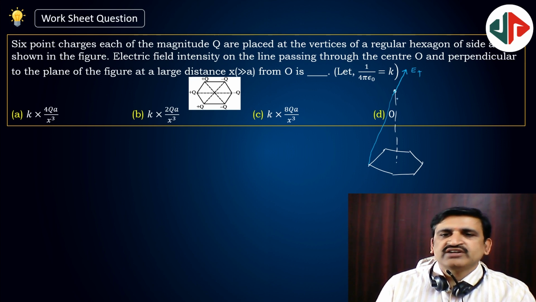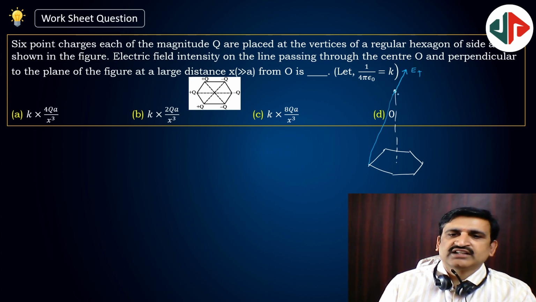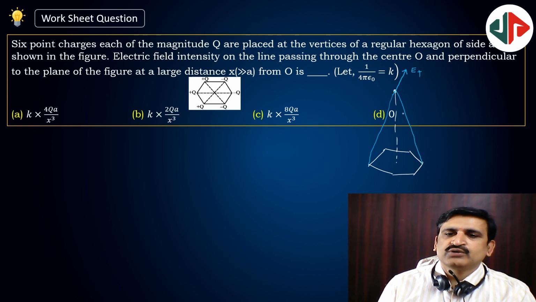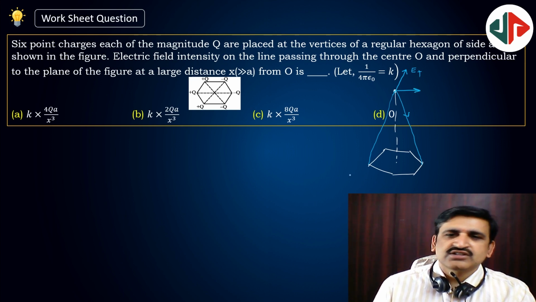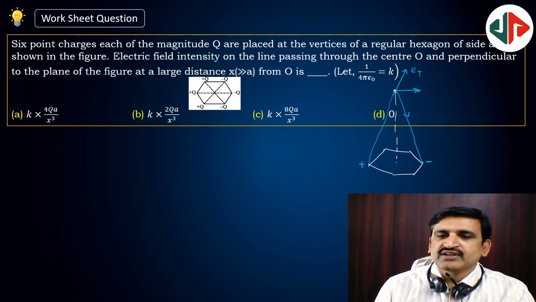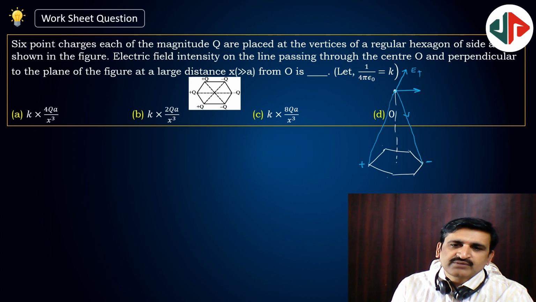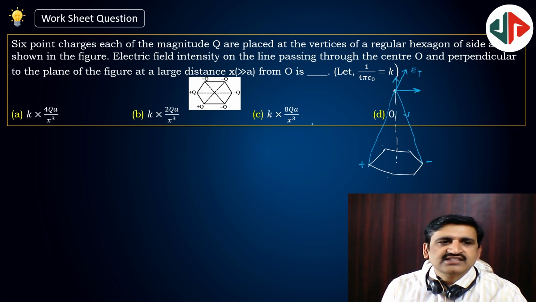This can be resolved into two components. The other one is not getting cancelled. So the other one will have a field towards, and this resultant will come horizontal like this for this one and this one. So obviously this is one positive charge, this is one negative charge. Similarly, this and this will have. So totally 3 horizontal components will come, 3 vertical components will be there. And he is asking electric field intensity on the line passing through.